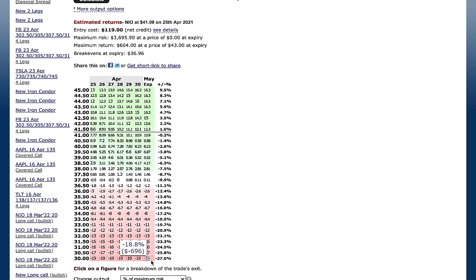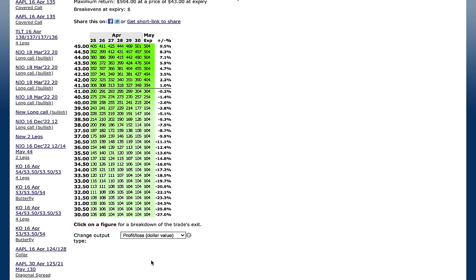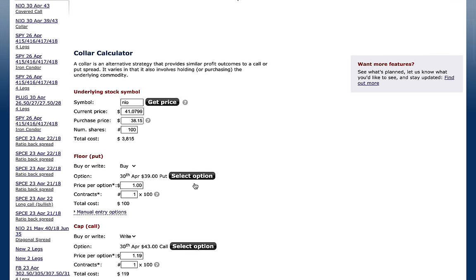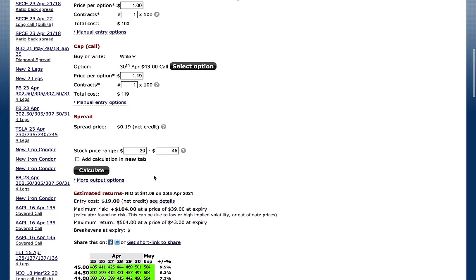So as you can see, this is the collar strategy, and this is how it looks compared to just the covered call. So again, we're basically still selling covered calls, but we're buying a protective put to again limit our downside. Yes, we're going to receive less premium, but at least on the downside, we're very well protected.